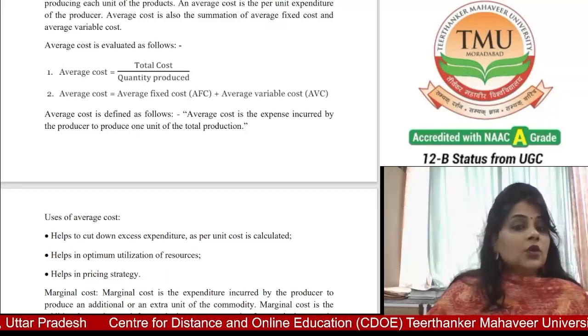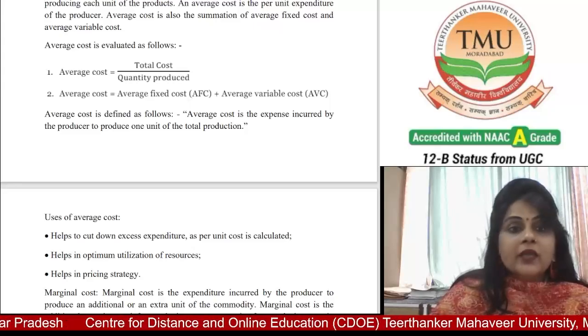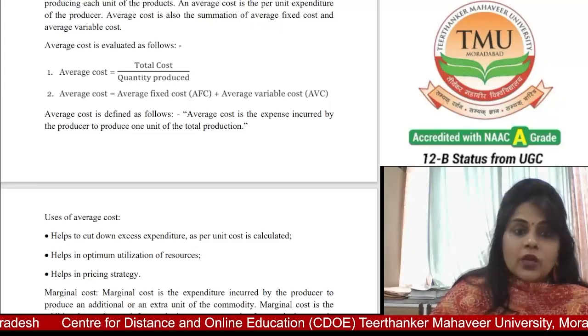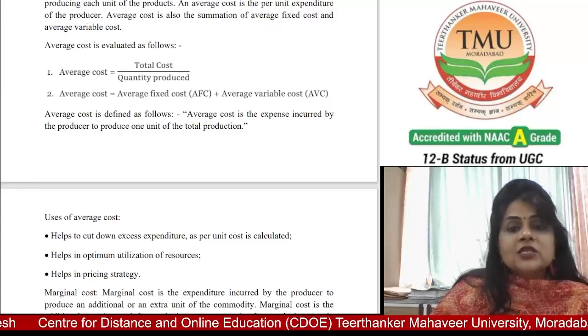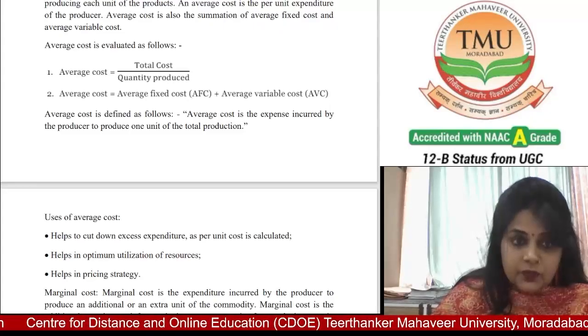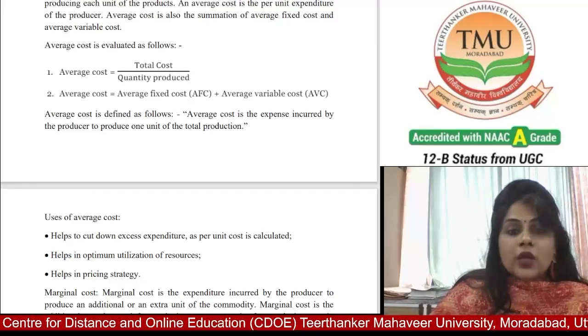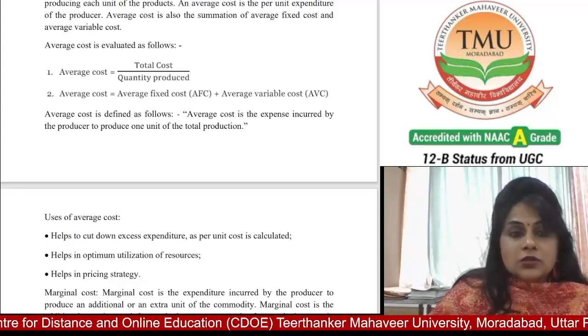So average cost equals the per unit cost of the production, which is calculated by dividing the total cost by the total output. Total cost means the sum of all costs, including fixed and variable cost. Therefore, average cost is also often called the total cost per unit or the average total cost.